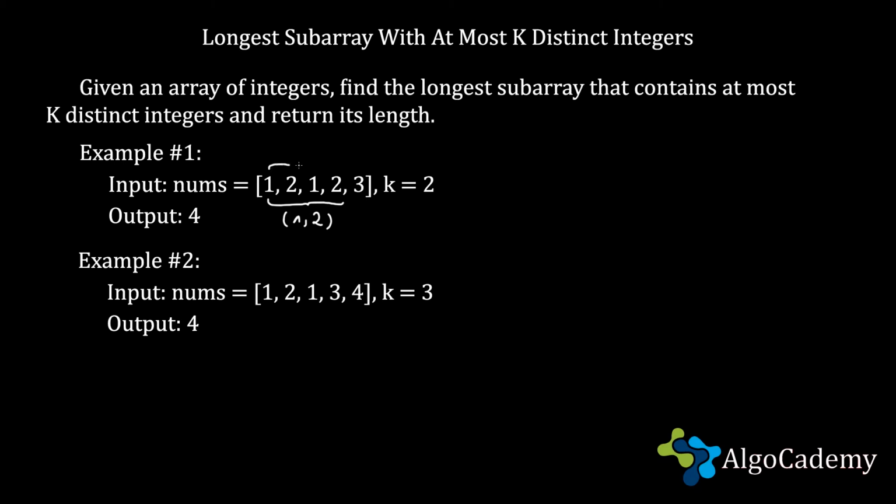If we try to find a longer valid subarray, it's not going to happen, right? Let's say we try the one of length 5, which is indeed the whole array. As you can see, there are 3 distinct integers here, 1, 2, and 3. So the answer is 4.